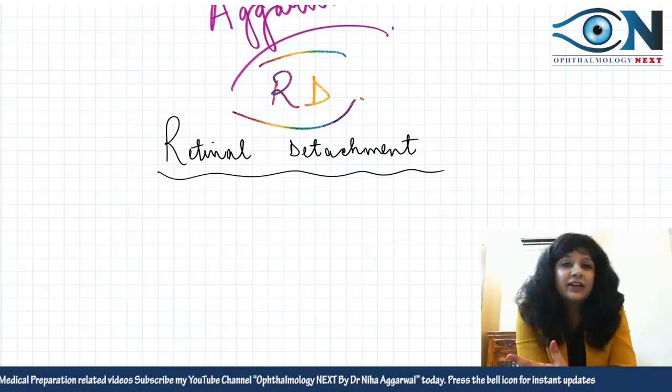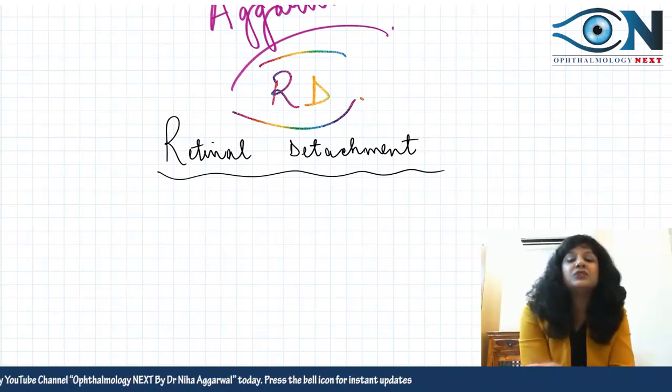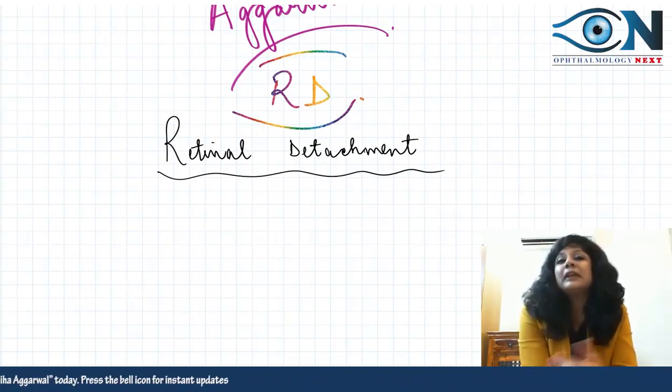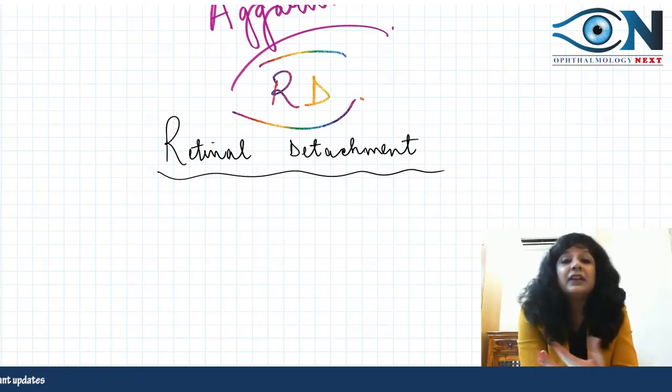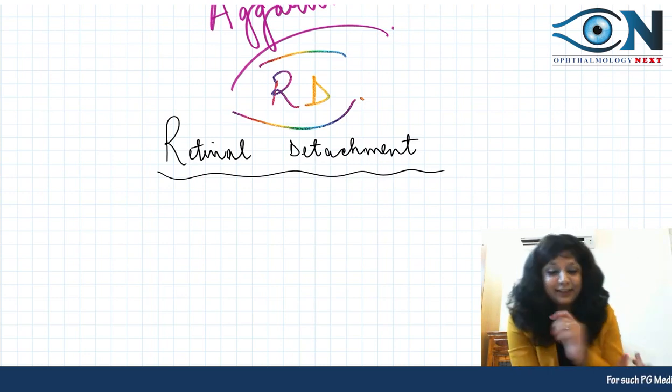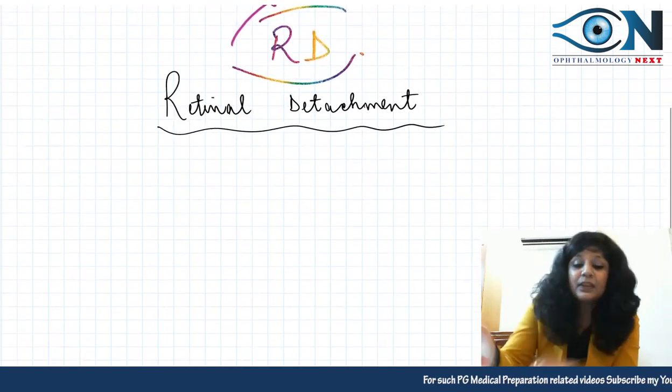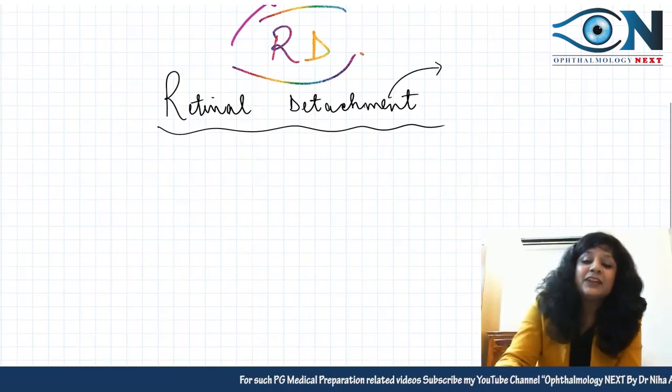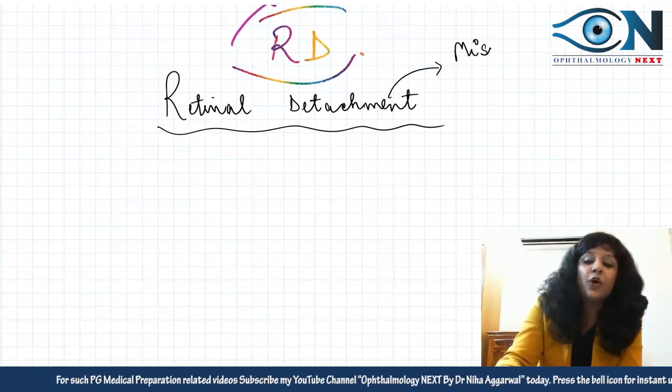Don't always say retinal detachment, say rhegmatogenous. So you should be very, very familiar with RRD, ERD, TRD, PVD, PVR, VKH, VKC. There are so many things in ophthalmology like this. Okay, so first of all, retinal detachment is a misnomer.